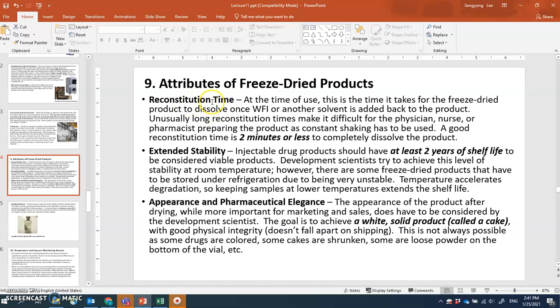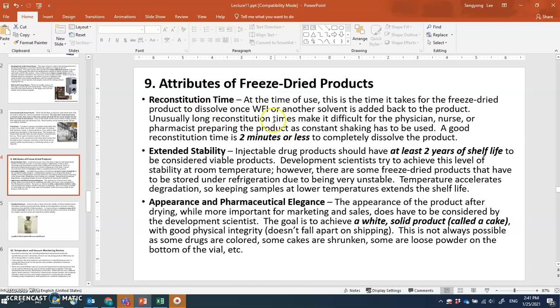Okay, so the reconstitution time is very important. That should be done easily within about 2 minutes of time or less. Maybe just gentle shaking or just several inversions of your tube, that should be achievable. So that is very important.